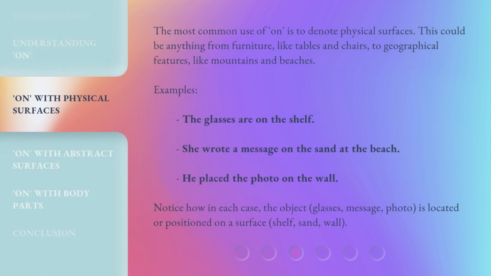The most common use of on is to denote physical surfaces. This could be anything from furniture, like tables and chairs, to geographical features, like mountains and beaches. Examples: the glasses are on the shelf. She wrote a message on the sand at the beach. He placed the photo on the wall. Notice how in each case, the object, glasses, message, photo, is located or positioned on a surface, shelf, sand, wall.